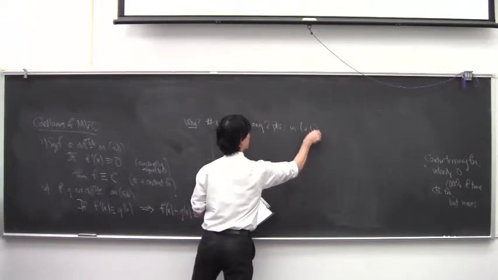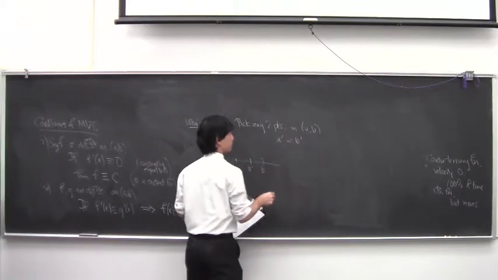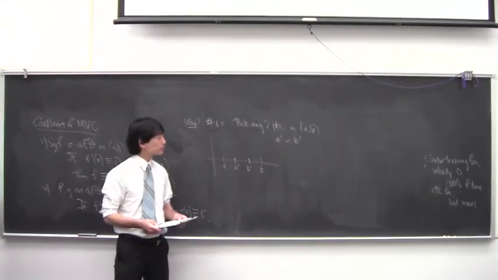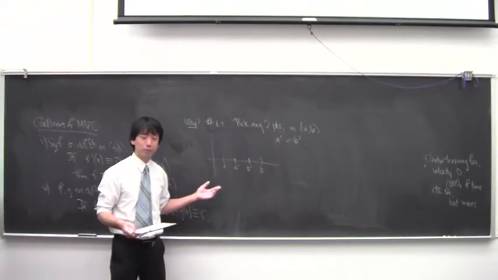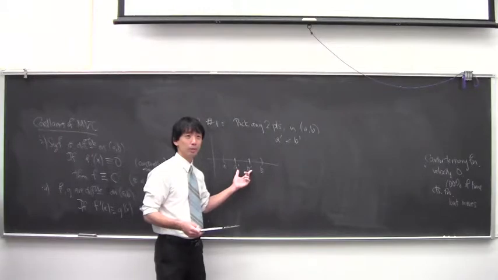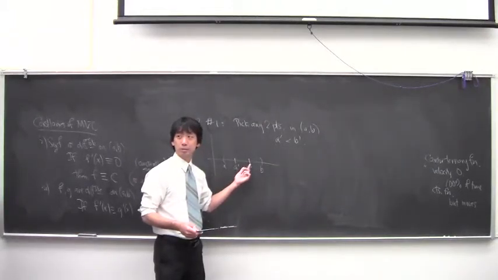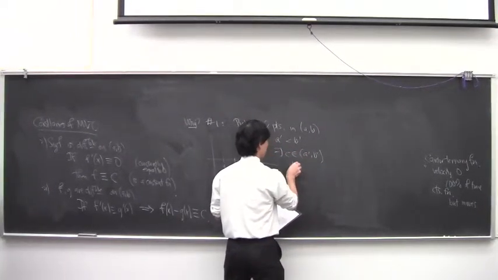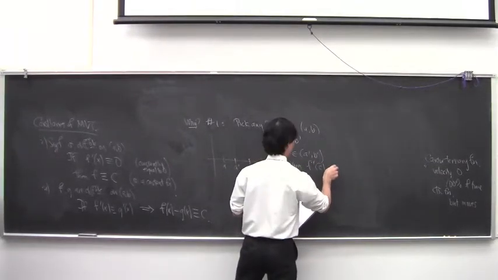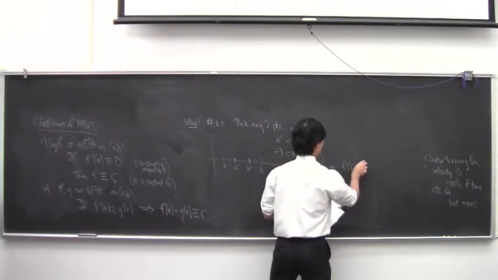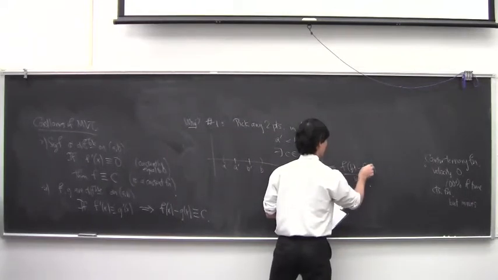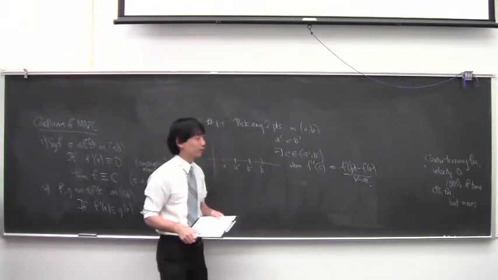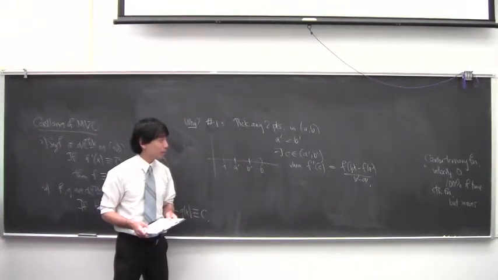Here's A, B, A prime, and B prime, where A prime is the left guy. What does the mean value theorem tell you? Well, it tells you that there's going to be some point in the middle where instantaneous velocity equals the average. Right. So there exists a point between A prime and B prime where f of b prime minus f of a prime over b prime minus a prime equals f prime of c.